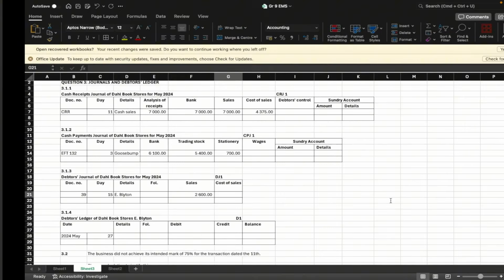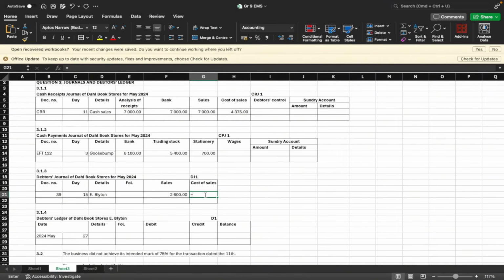Well, let's go here and do the calculation. We're going to take the 2,600 Rand multiplied by, I want the 100%, okay? And then we divide that by, well, this 2,600 is the 100%, 100 divided by plus the 100% of the markup. That makes it 200%. So it's 2,600 times 100 over 200, and that gives us 1,300 Rand as our cost of sales.